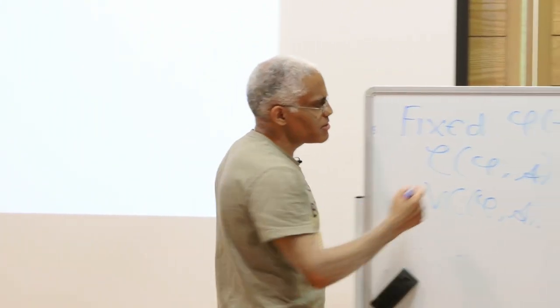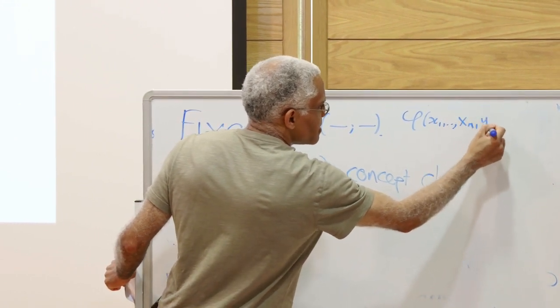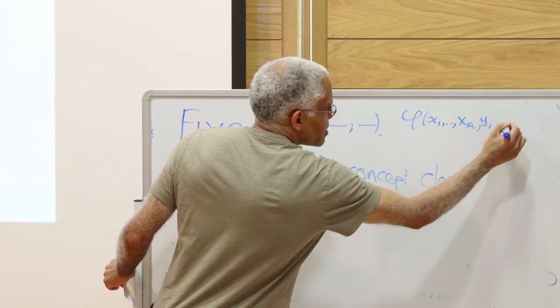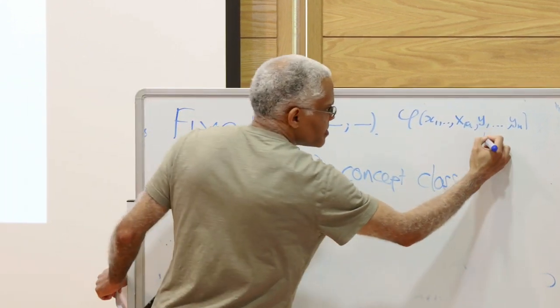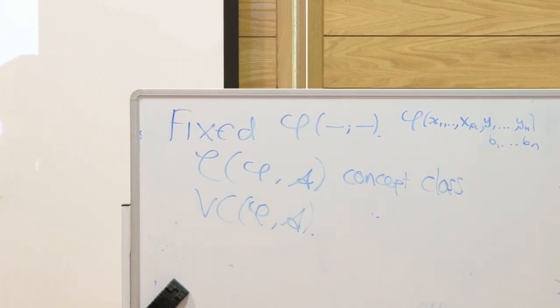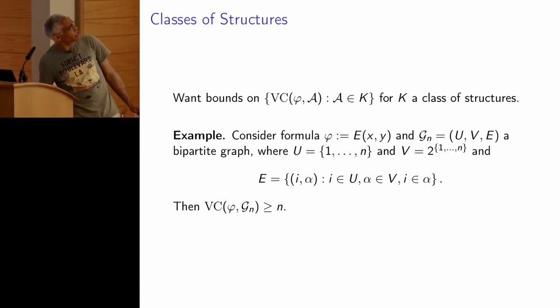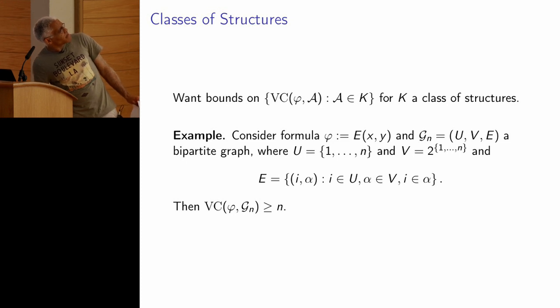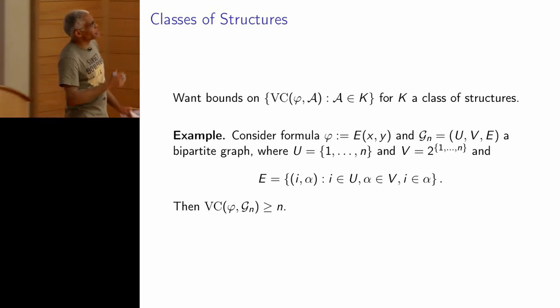Maybe there's some motivation for this in databases. You have some pattern of a query that you want to learn, and you've got some formula in mind for your query. You see some positive and negative examples, and you want to learn some parameters. Your query will be determined by putting some parameters in here. You want to be able to learn the parameters, but you don't know the exact shape of the database, which is your underlying structure A. So you want some absolute bounds on this VC dimension as A varies over a class of structures. Now, this is going to be impossible in general, and here's an example.